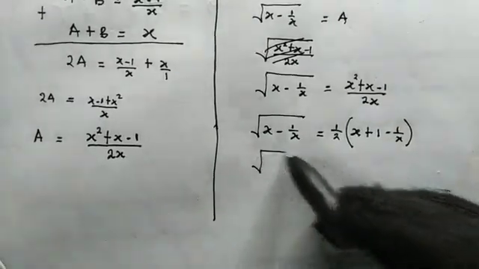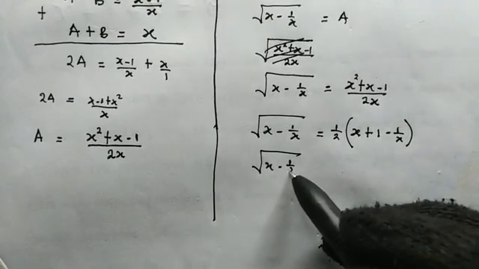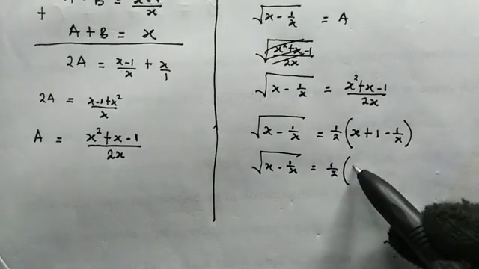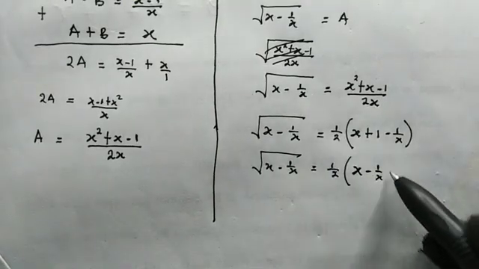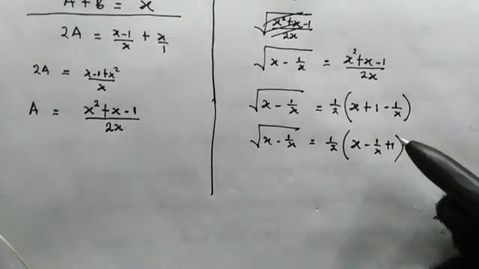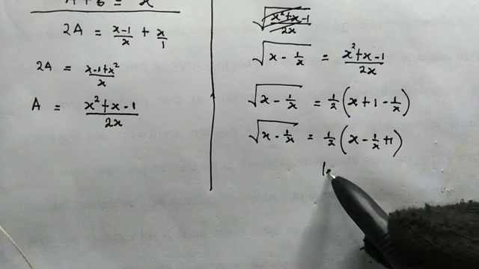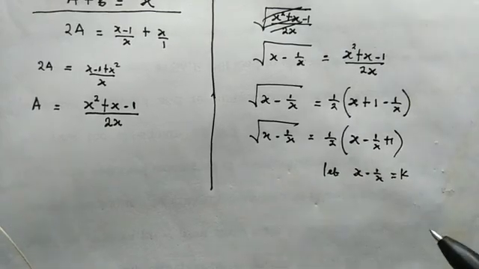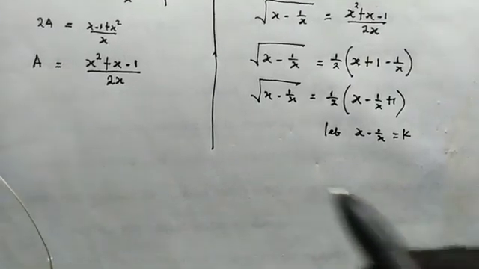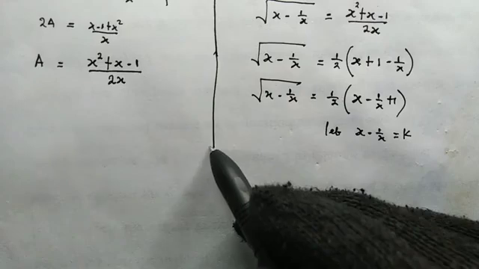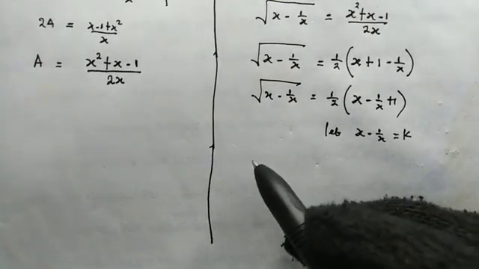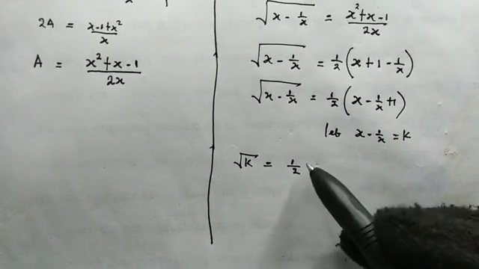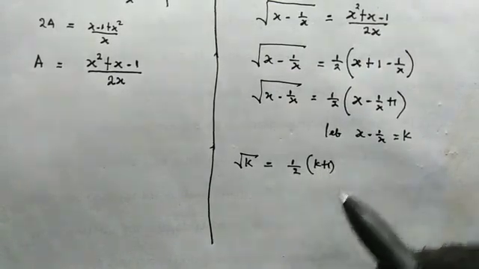So from here we get square root of x minus 1 over x. This is equal to 1 over 2, now let's write x minus 1 over x plus 1. Cool. So from here we can make a substitution. We can let x minus 1 over x equal k. You can use any other variable. Okay, so from here we have square root of k is equal to 1 over 2 times k plus 1, right?